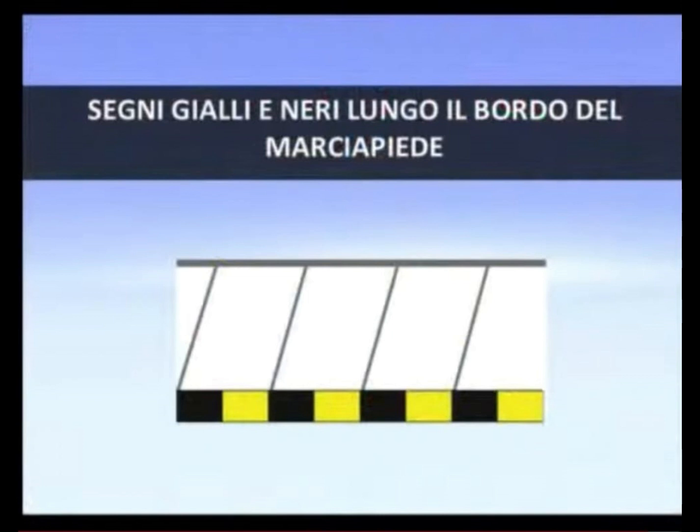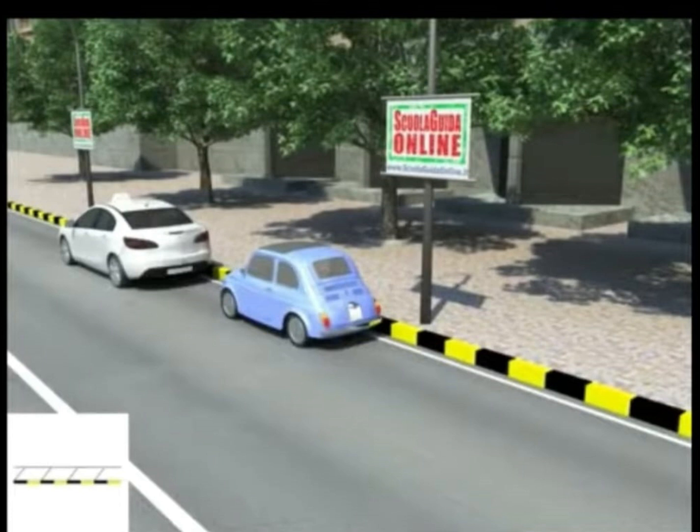Segnali gialli e neri. This kind of vertical line on the marciapiede indicates that on that part of the road it's forbidden to park. You can fermare, but it is forbidden to park for all cars. So it does not allow parking even for autobus.